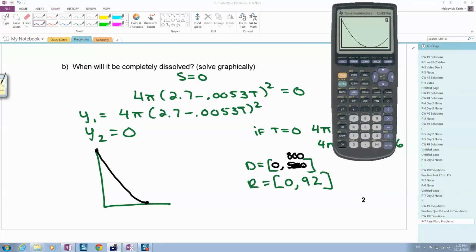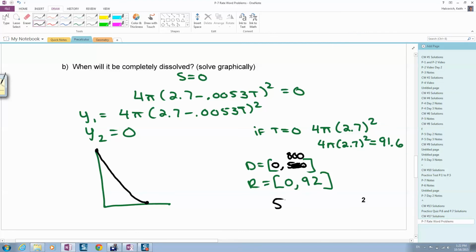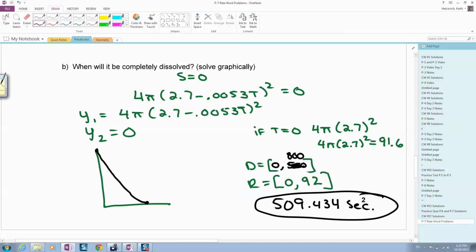Second trace, intersect, enter, enter, enter. And notice we get 509.43396 seconds. We'll just make it 509.434 seconds. So that's how long it'll take until it's completely dissolved.